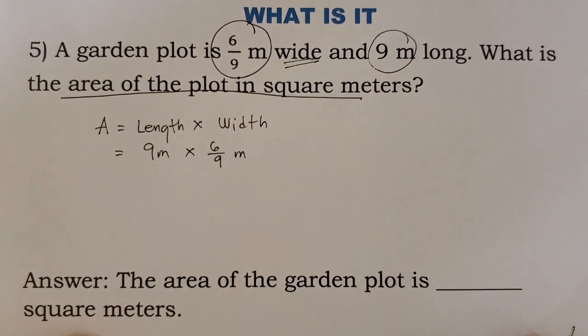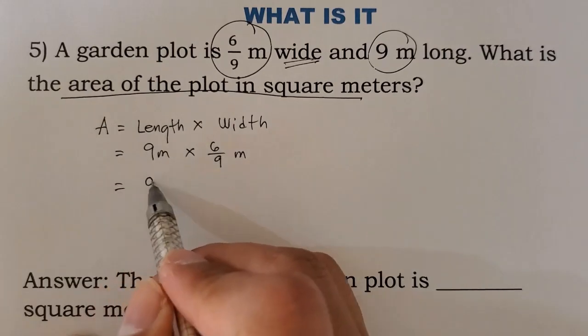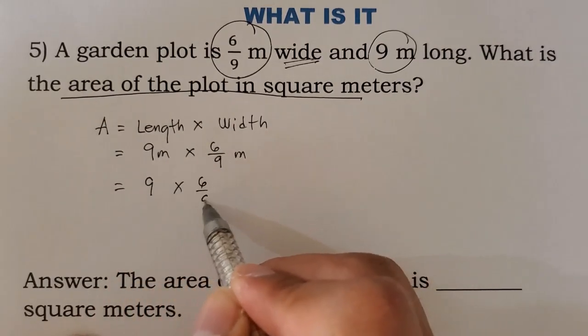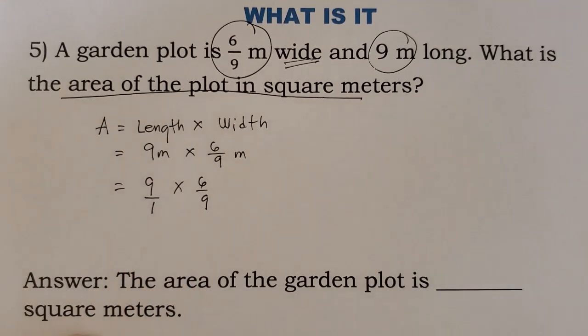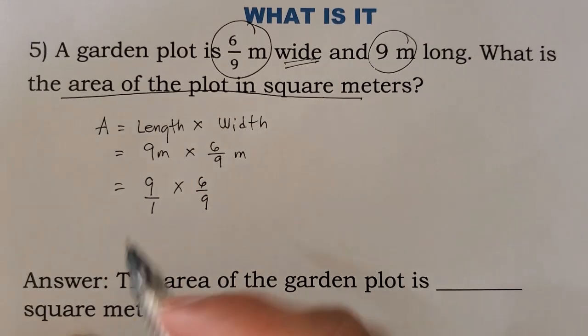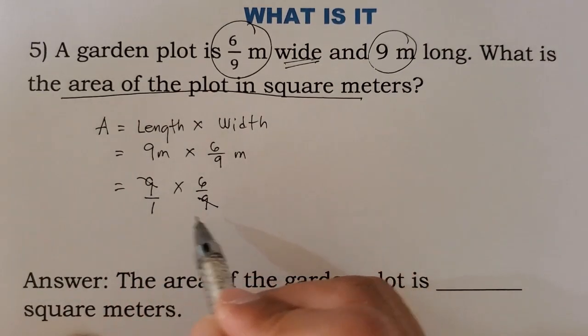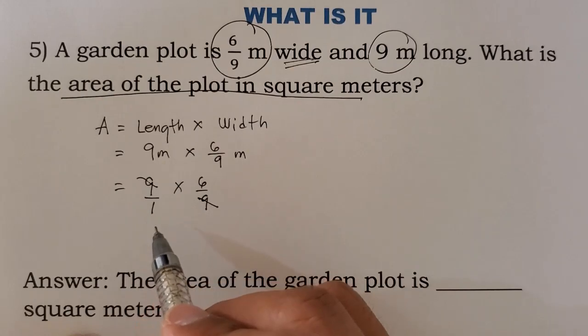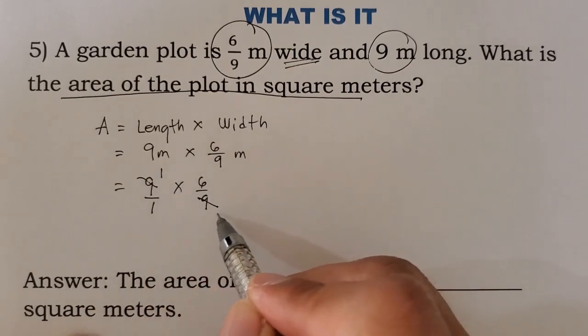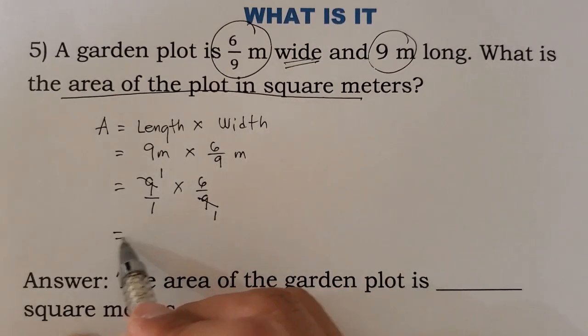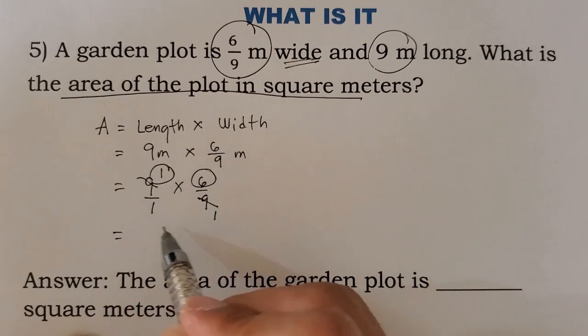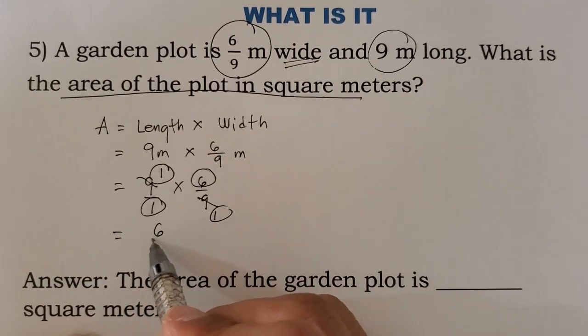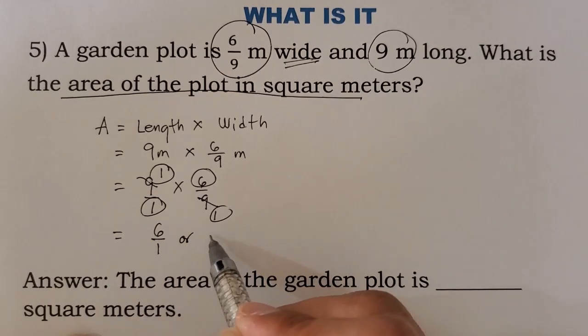So to solve this problem, we are only to multiply 9 by 6 ninths. Of course, that is 9 times 6 ninths. The denominator of 9 here is 1. And of course, it is pretty obvious that 9 and 9 here are both divisible by 9. So this will give us 1 and 1. Then multiply numerator by numerator. So that is equal to 6, denominator by denominator, which is equal to 1.